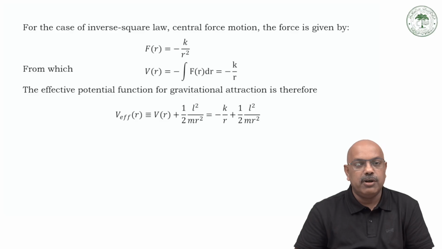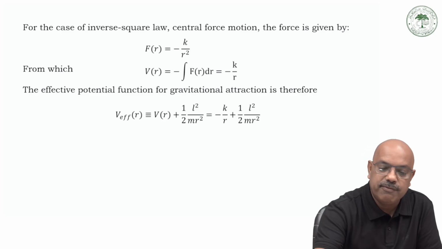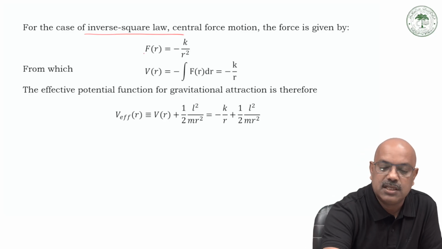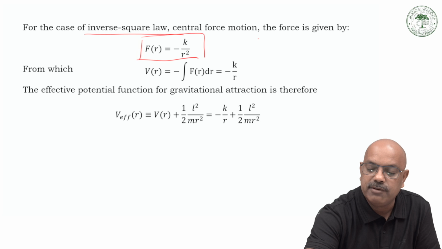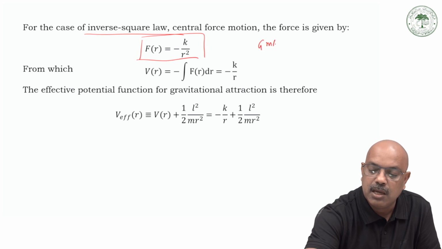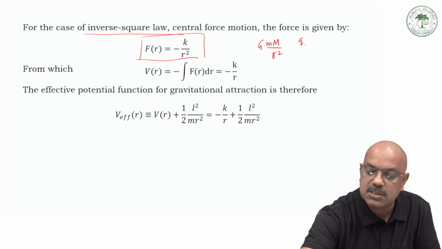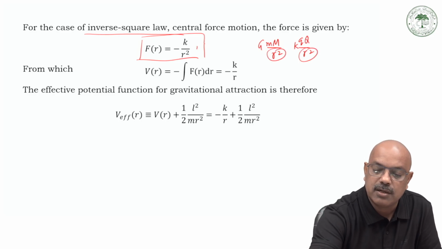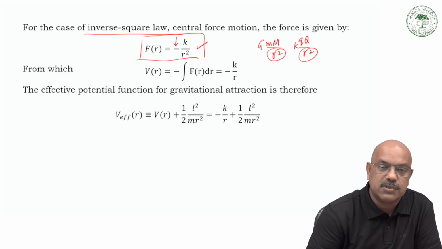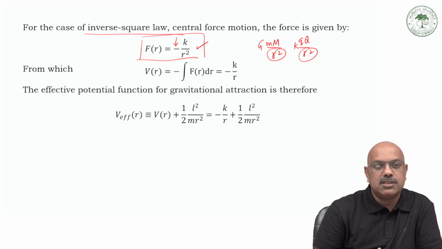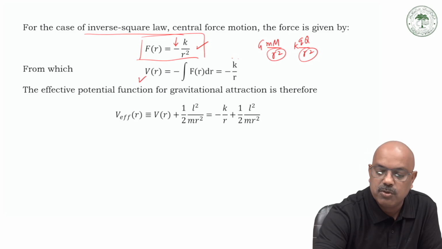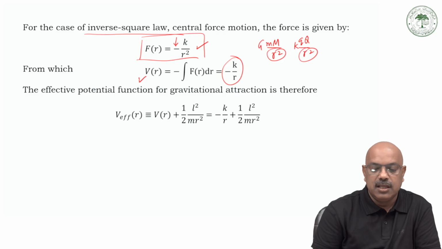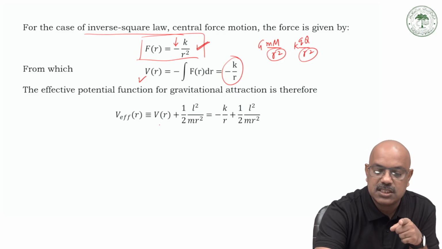For example, what we are going to discuss in the next class is that we will take my force to be the inverse square force, that is minus k by r square. Like gravitational force is G m over r square, Coulomb force is k times q by r square. So everything is like 1 by r square. This is a case for which the force is attractive. So once your force is 1 by r square, this inverse square force, the potential is going to be 1 by r.